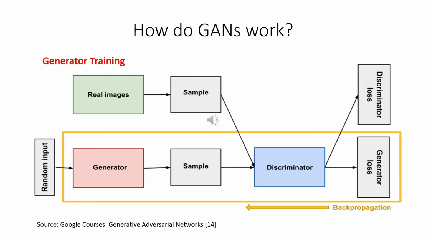During generator training, we introduce random input or noise, which allows the generator to create variations with the sample, and it trains using a similar method of backpropagation.